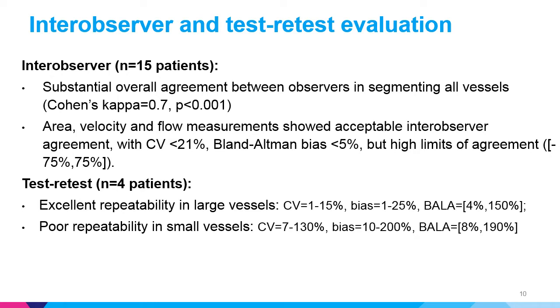The interobserver evaluation in 15 patients showed substantial overall agreement between observers in segmenting all vessels, with a significant Cohen's kappa of 0.7. Area, velocity, and flow measurements showed acceptable interobserver agreement with coefficient of variation under 21% and Bland-Altman bias under 5%. Test-retest results in 4 patients showed excellent repeatability in large vessels with CV under 15% and bias under 25%. However, we observed poor repeatability in small vessels with high coefficient of variation and bias.